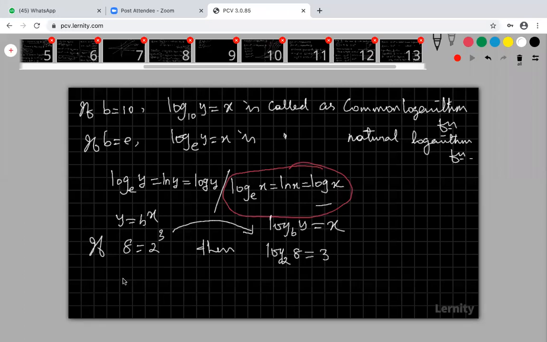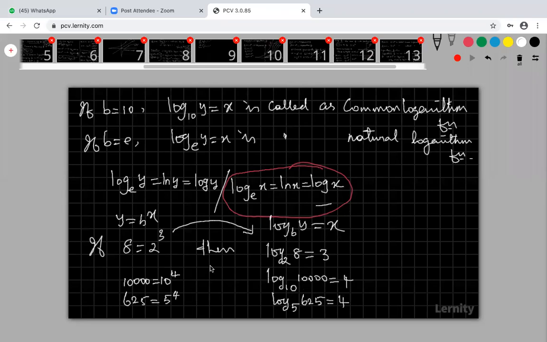Suppose I am taking 10,000 is equal to 10 power 4. Representing as a logarithmic function, log base 10 of 10,000 is equal to 4. Suppose I am representing 625 is equal to 5 power 4. Representing in logarithm function, log base 5 of 625 is equal to 4.